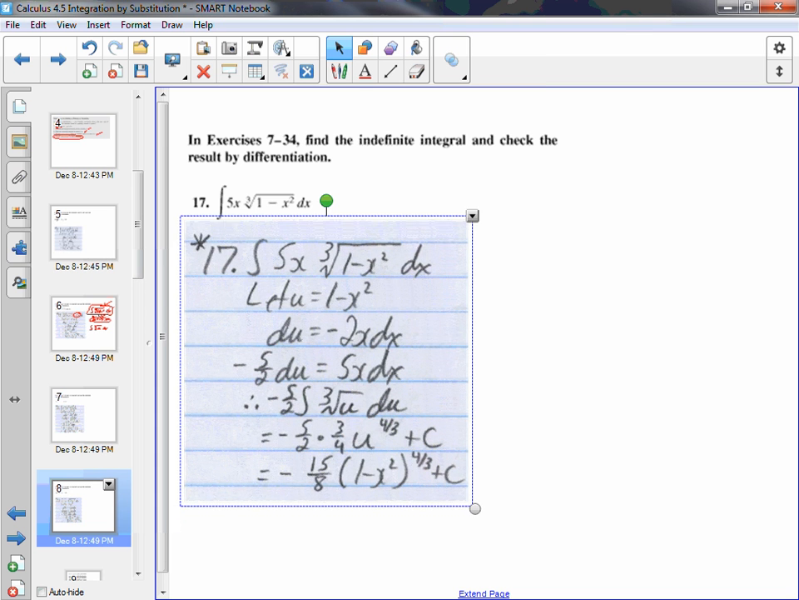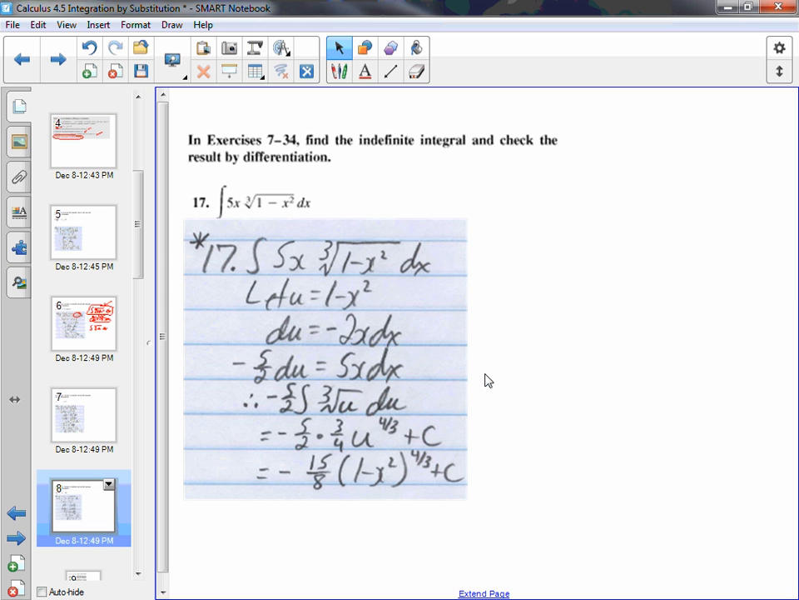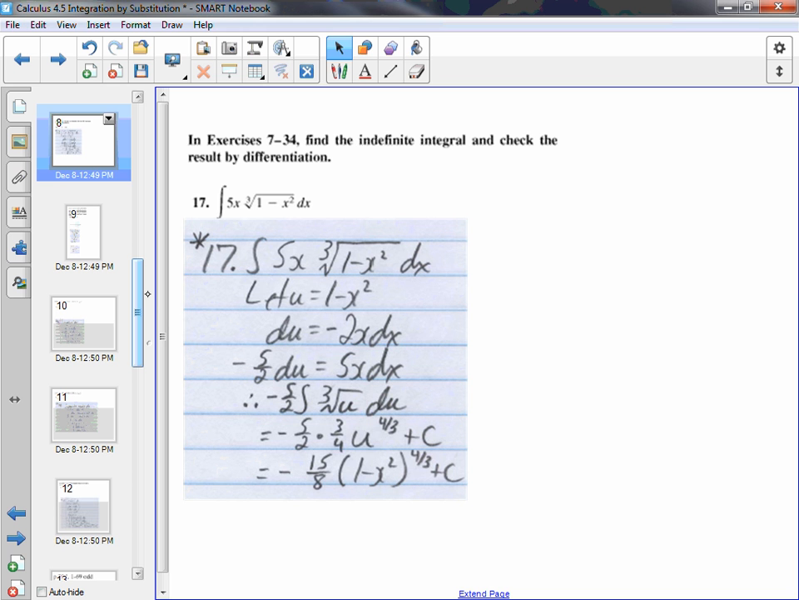I see some looks of triumph. Don't leave off the plus C. Yep. Can't leave off the plus C. Everybody able to come up with the correct answer? All right. Anybody need more time?